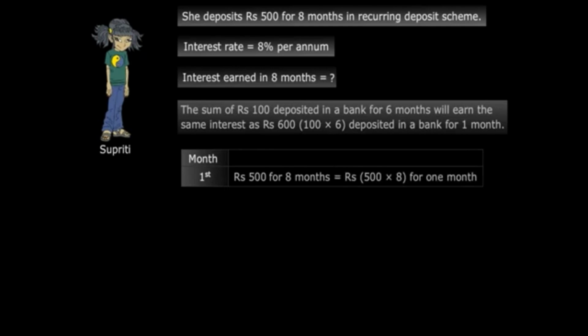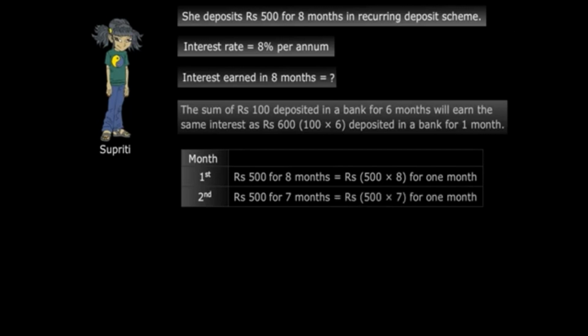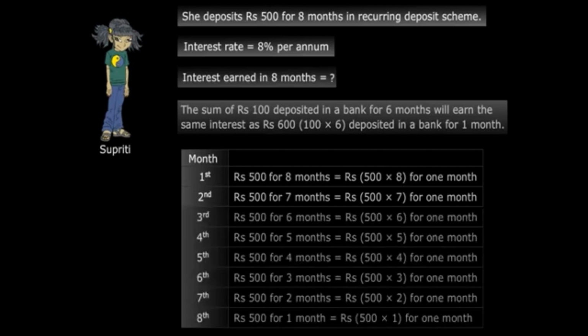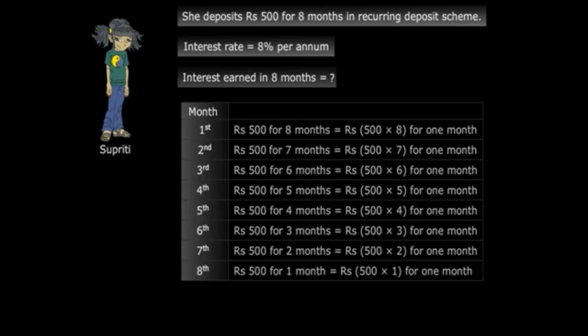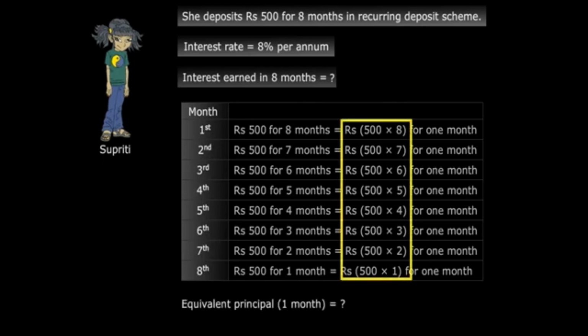right? Now she deposits rupees 500 the second month as well. So this amount will earn an interest for, yes, 7 months. Now rupees 500 for 7 months is nothing but rupees 500 into 7 for 1 month. Like this, I can calculate all the remaining equivalent principals. So what is the total equivalent principal for 1 month? When you add all these, you can also write it as rupees 500 into 8 plus 7 plus 6 and so on till 2 plus 1.